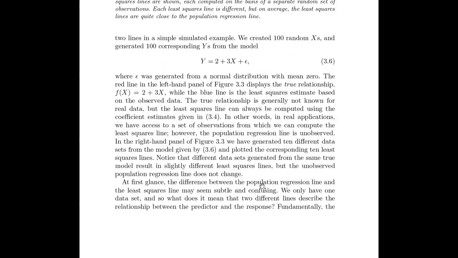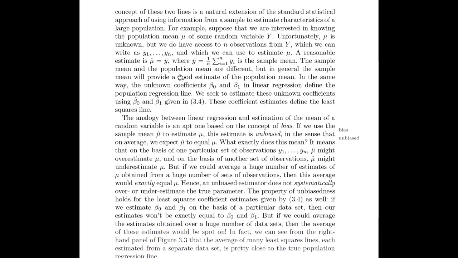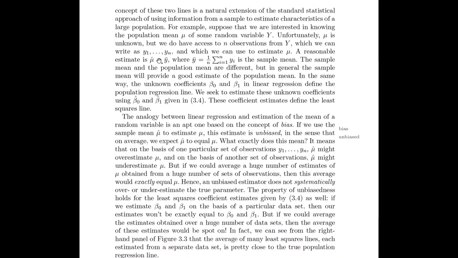At first glance, the difference between the population regression line and the least square line may seem subtle and confusing. We only have one data set, and so what does it mean that two different lines describe the relationship between the predictor and the response? Fundamentally, the concept of these two lines is a natural extension of the standard statistical approach of using information from a sample to estimate characteristics of a large population.